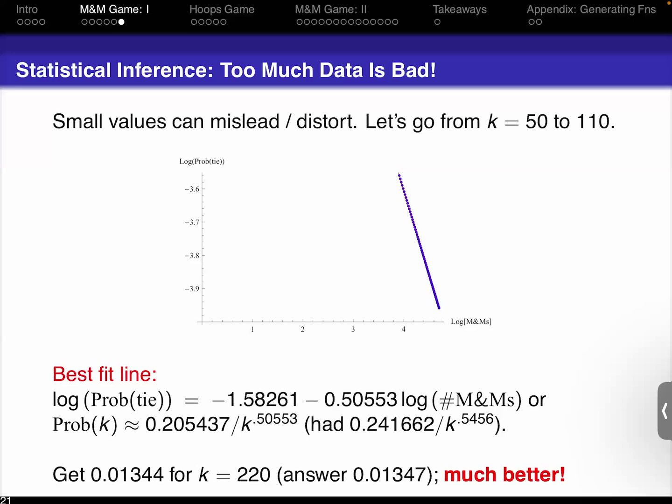And now if I plug in 220, I get 0.01344 versus 0.01347. That's not bad, to be predicting this well from just gathering some data from 50 to 110. And again, I don't need to gather every point from 50 to 110.